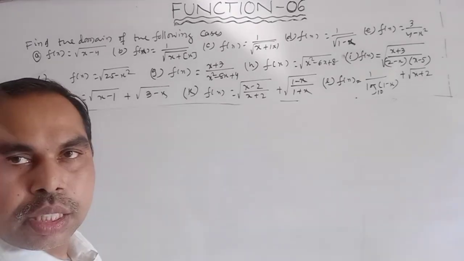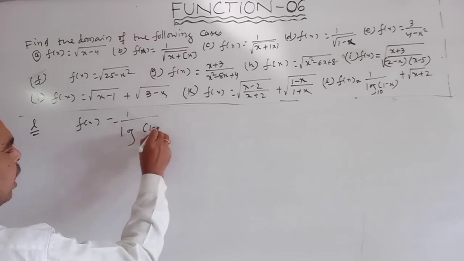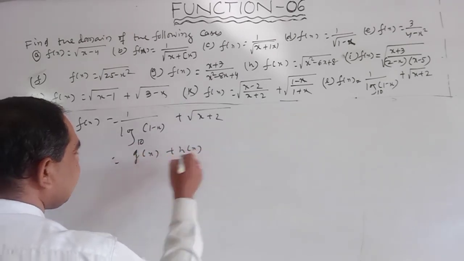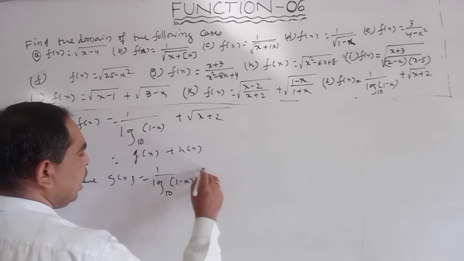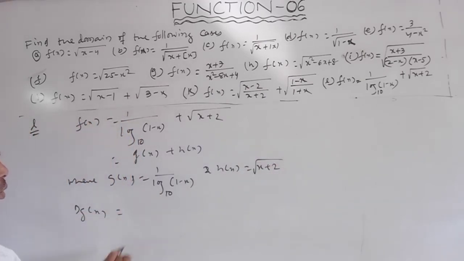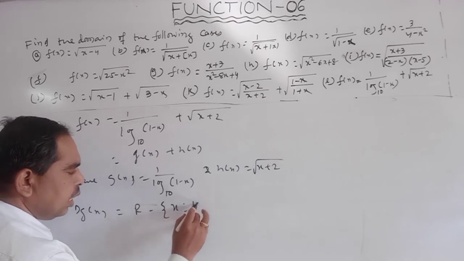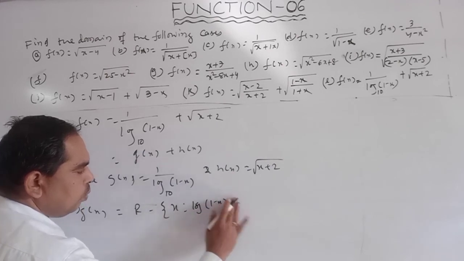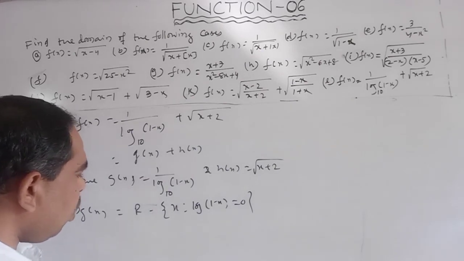Okay. Next, L. What is L? f of x is equal to 1 by log of 1 minus x base 10, plus root x plus 2. Suppose this is equal to g of x plus h of x, where g of x is equal to 1 by log of 1 minus x base 10, and h of x is equal to root of x plus 2. Okay. So domain of g(x) is equal to, see, x such that log of 1 minus x is not equal to 0. Here the log function is given. Log of 1 minus x equal to 0 means x is equal to 0.